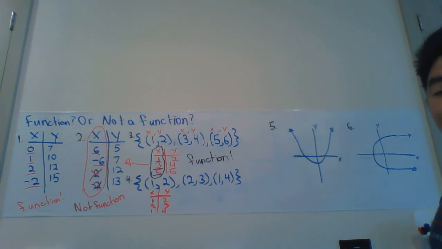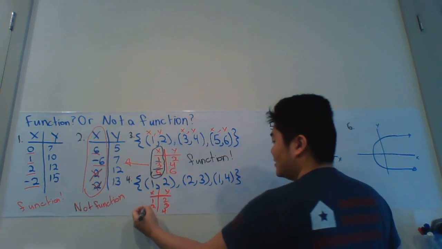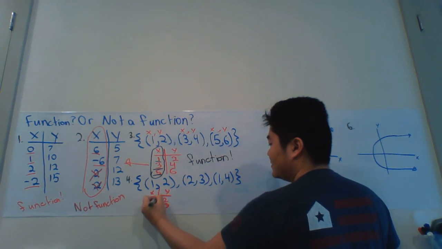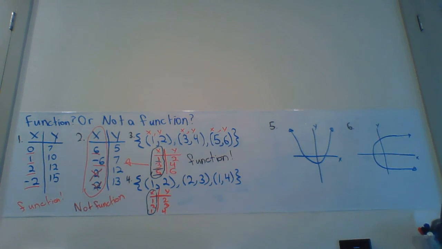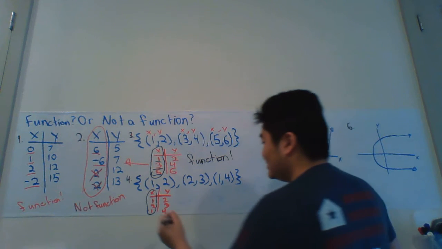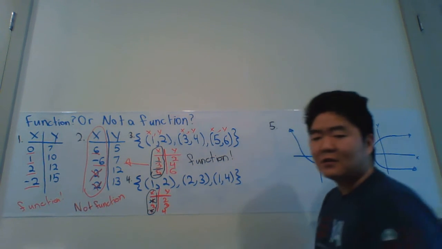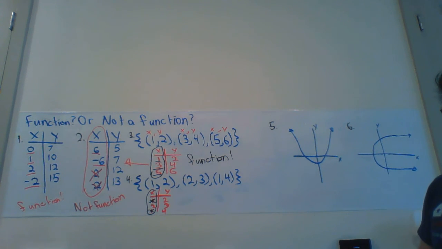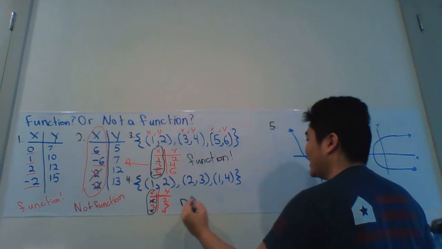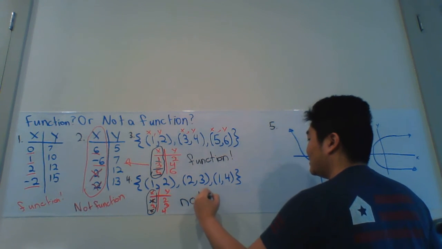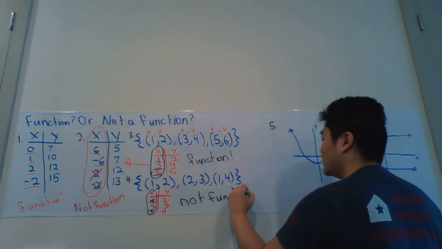So that's what you should see on that chart. And then just like before, looking at that x column, I'm seeing if any of my numbers got repeated. In this case, this 1 right here is repeated. So in this case, since I have a repeat in the x column, this cannot be a function. Not a function.